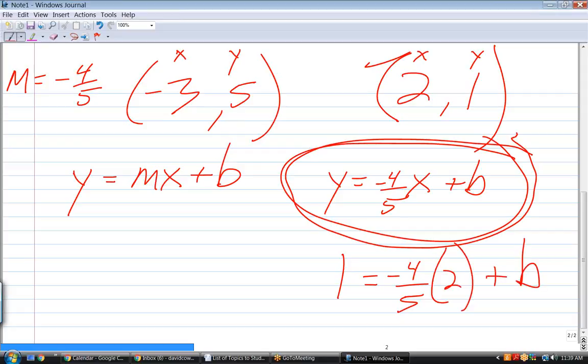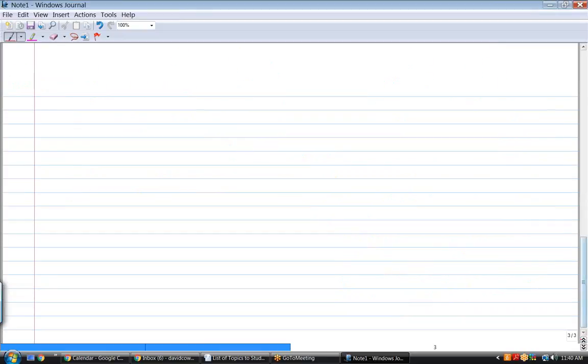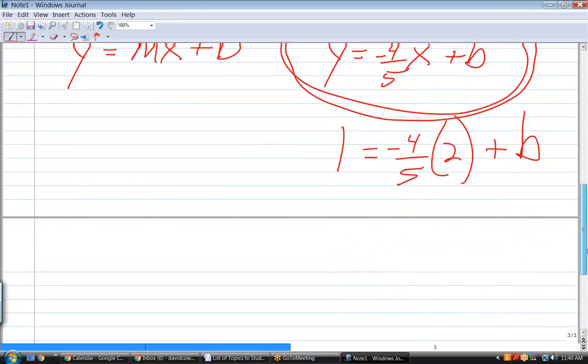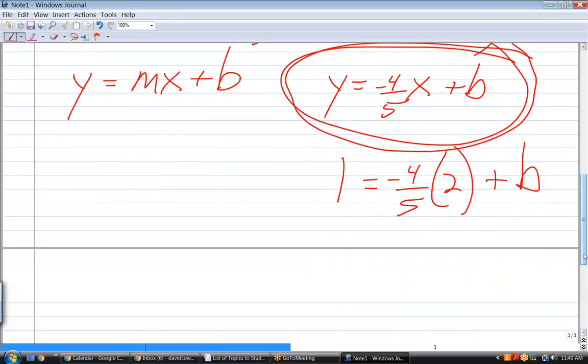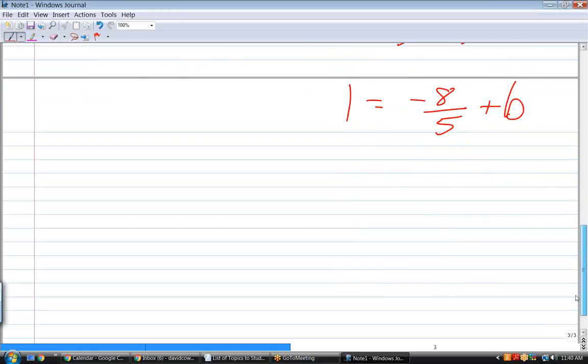I don't know what b is. But it's not 1. I mean, it doesn't figure to be 1. It would be accidental if it was 1. This whole reason I'm doing this is to solve for b. Okay, so now I've got 1 equals -8 fifths plus b. How do I solve that for b?